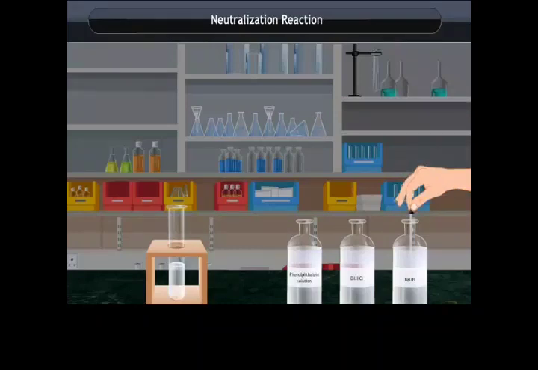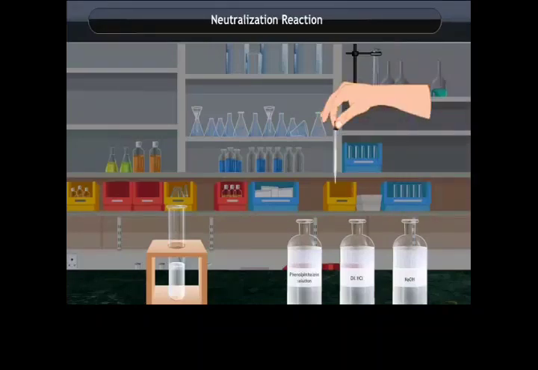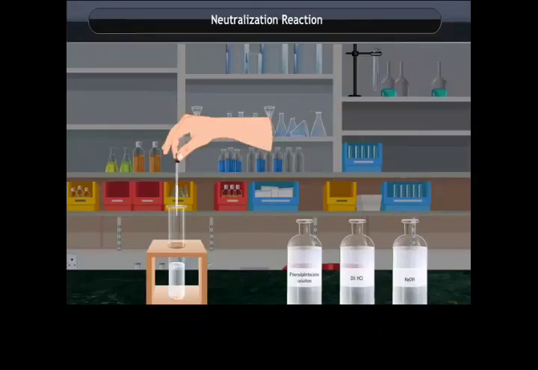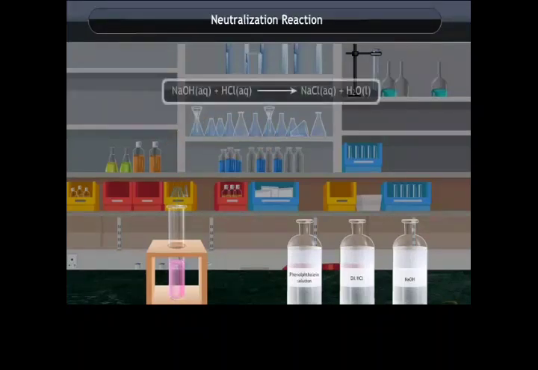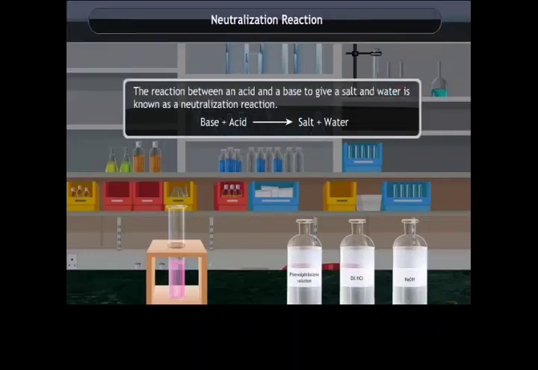Now add a few drops of NaOH to the mixture. Does the pink color of phenolphthalein reappear? Yes, it does. Hence from this activity we have observed that the effect of a base is nullified by an acid and vice versa. A neutralization reaction is taking place. The reaction between an acid and a base to give a salt and water is known as a neutralization reaction.